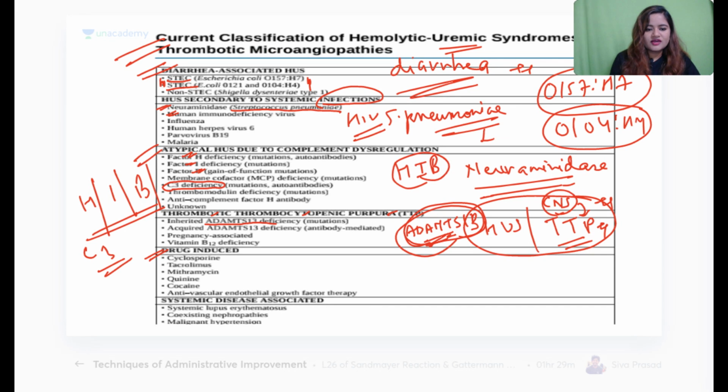So out of drug reactions, you have to remember only two that we use, that is cyclosporin and tacrolimus.